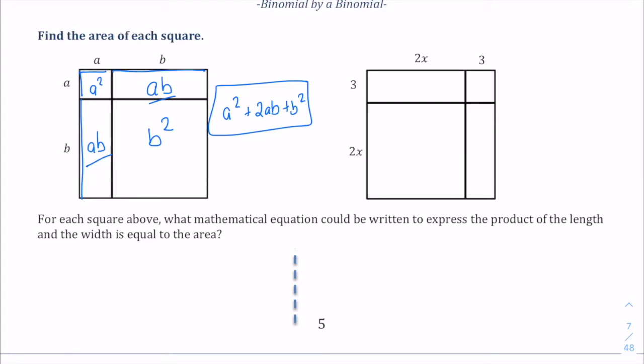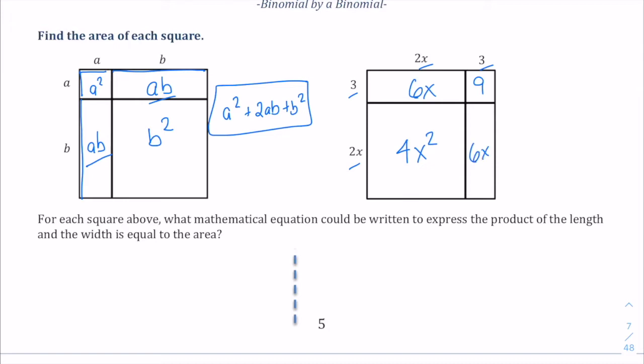Let's try another example. So here we have lengths of 3 and 2x and 2x and 3. So this top left rectangle is 3 times 2x, or 6x. The top right rectangle is 3 times 3, or 9. The bottom left is 2x times 2x. So you multiply the coefficients, you get 4, and you multiply x by x, and you get x squared. And then the bottom right corner, 2x times 3 is 6x.